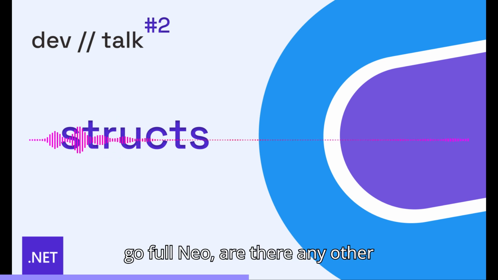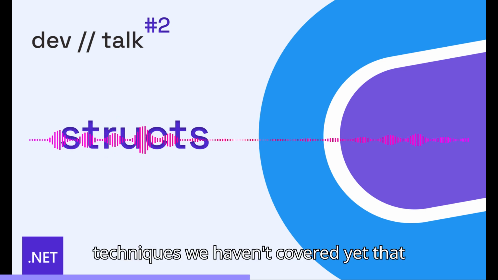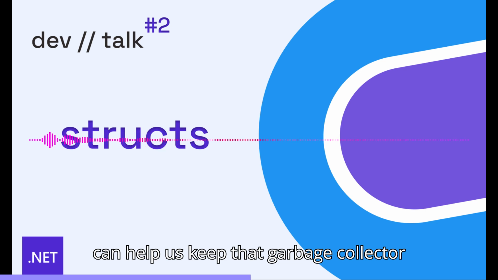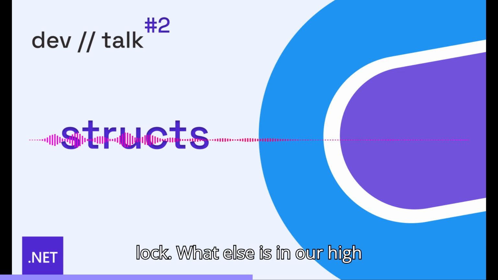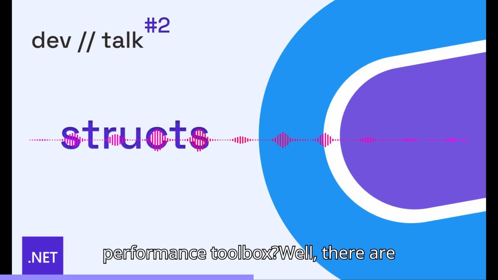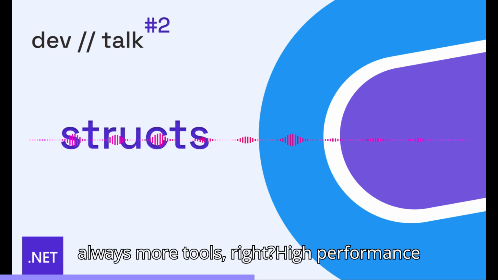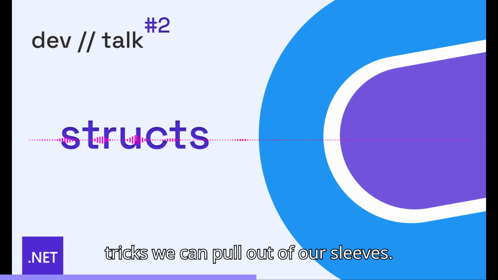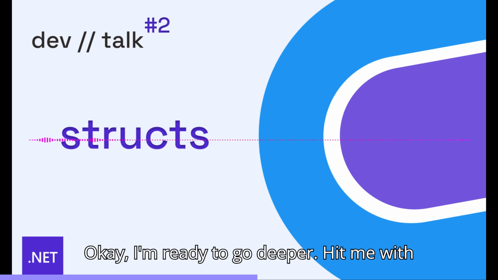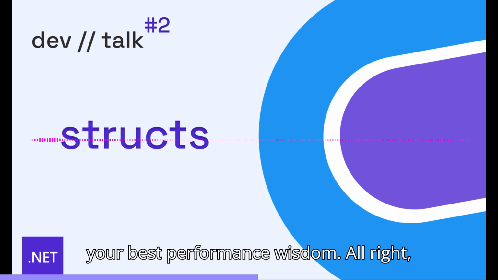But before we go full Neo, are there any other techniques we haven't covered yet that can help us keep that garbage collector in check? We've talked about Span<T>, stackalloc. What else is in our high-performance toolbox? Well, there are always more tools, right? High-performance coding, it's a deep rabbit hole. But yeah, there are definitely some other tricks we can pull out of our sleeves. Okay, I'm ready to go deeper. Hit me with your best performance wisdom.